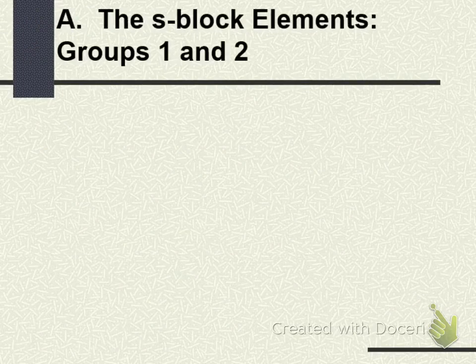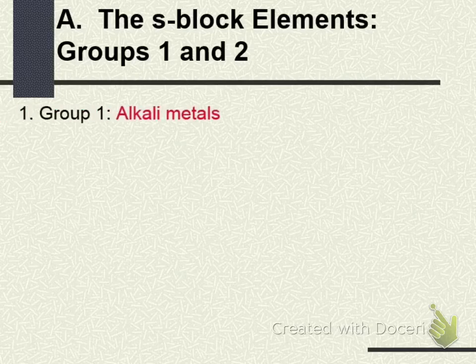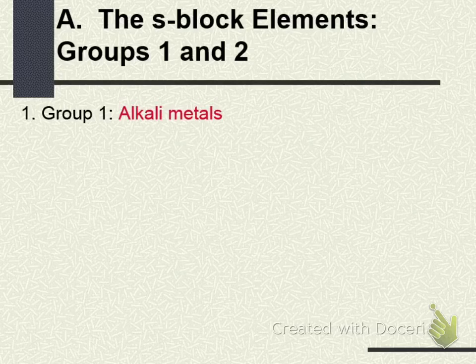So let's talk about the S block, which is groups 1 and 2. We're going to talk about group 1 first, which is the alkali metals. And the alkali metals have some very unique properties. They are soft, silvery metals, so soft that you can cut them with a knife.